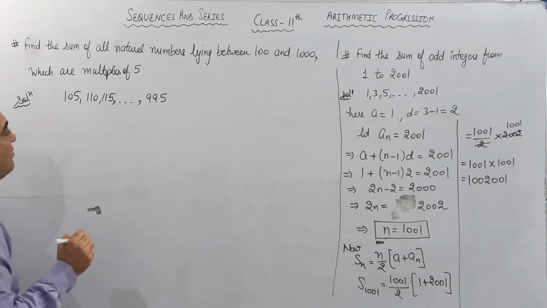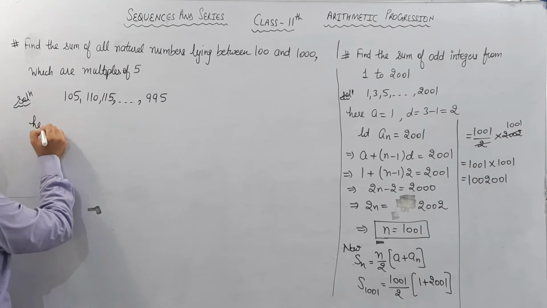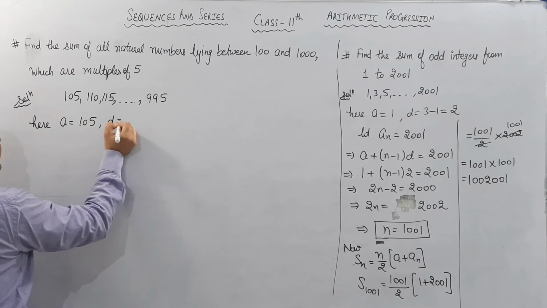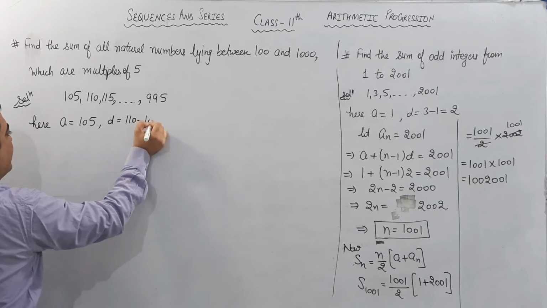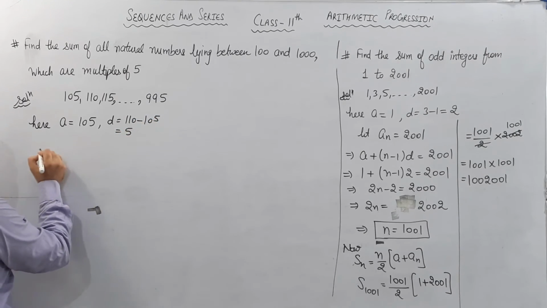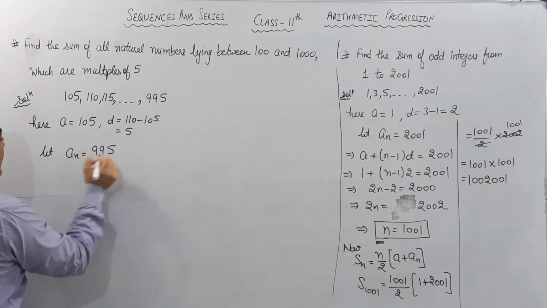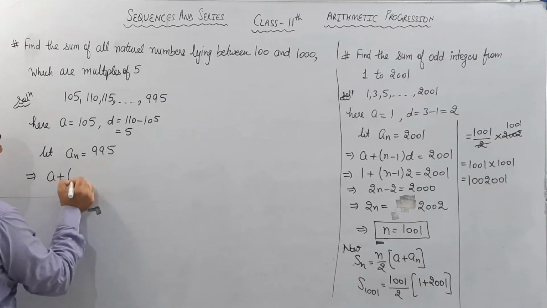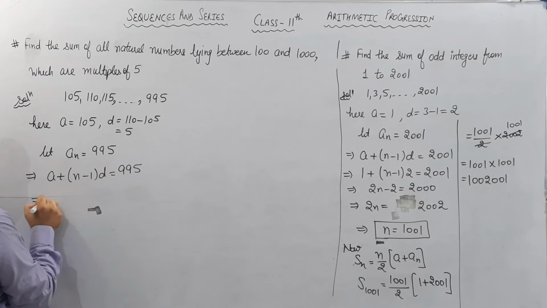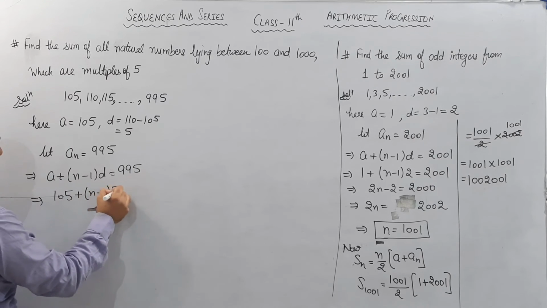We want to find the sum of these numbers. We can find it this way. Here a equals 105, d equals a2 minus a1, because the gap is 5, so d becomes 5. Now let 995 be an. An is a plus (n minus 1)d equals 995. Value of a is 105, d is 5.